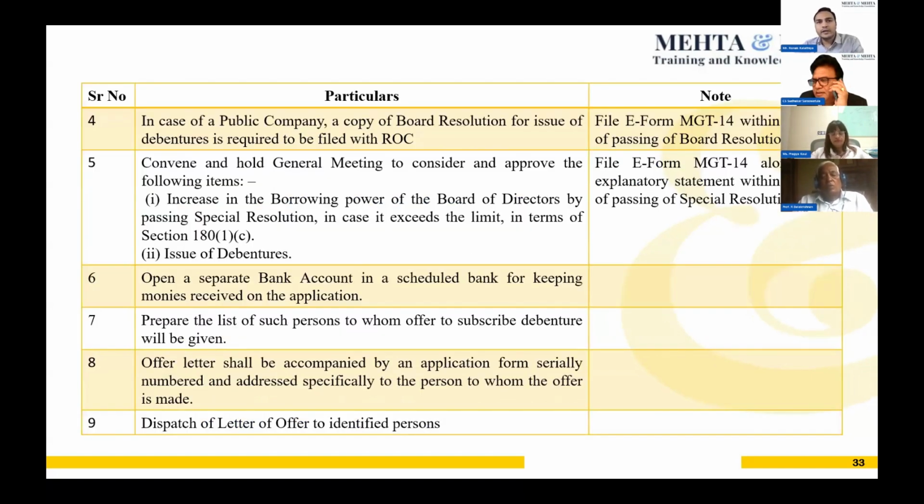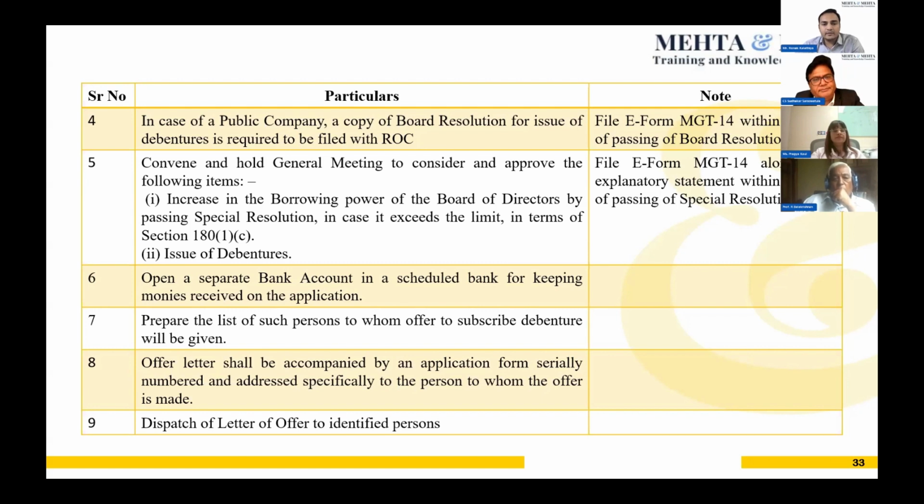So, moving on to the next procedure, in case of a public company, a copy of the board resolution for issue of such debentures shall be filed with the ROC within 30 days in form MGT 14. And after that, on the due date, convene and hold the extraordinary general meeting to consider and approve the following items. First and foremost, if applicable, as we mentioned earlier, if the proposed issue is above limits already prescribed under section 180, to pass the special resolution for increasing such limits, and secondly, for issue of debentures. Such special resolutions are to be filed with the ROC along with the explanatory statements within 30 days.